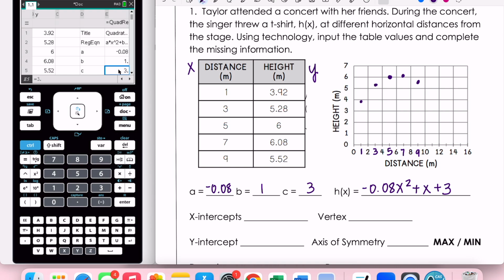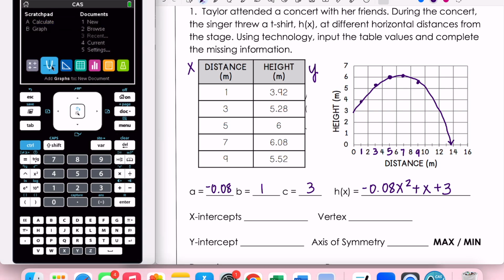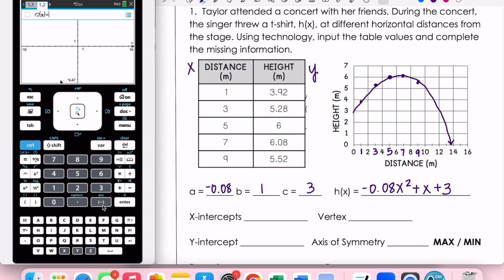Now from here, I want to identify the x-intercepts, the vertex, the y-intercept, and the axis of symmetry. So what I'm going to do is connect my dots. Now, this is not going to identify these specific features. But from here, guys, to identify these features, we're going to open up a graphing window and type in the function: negative 0.08x squared plus x plus 3. When I press enter, this is what my graph looks like.